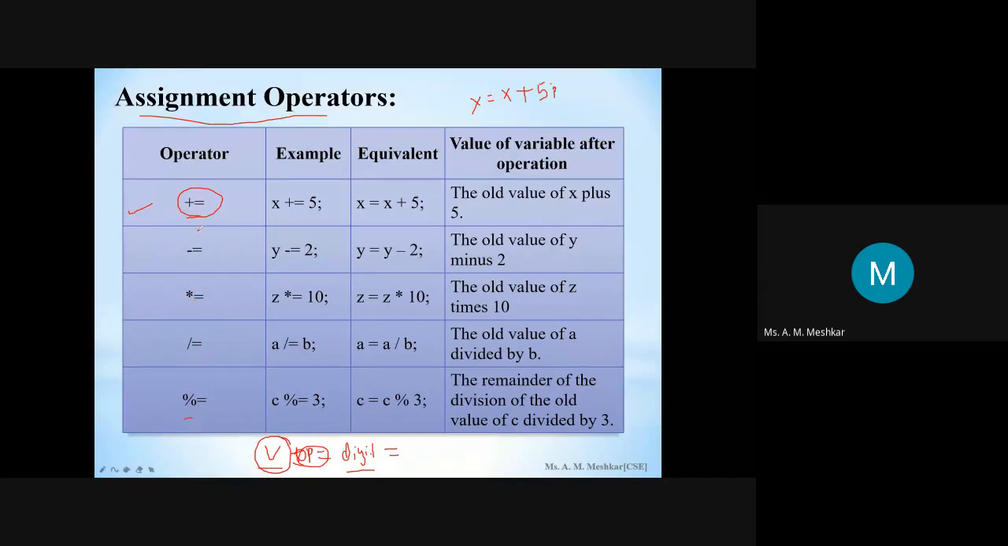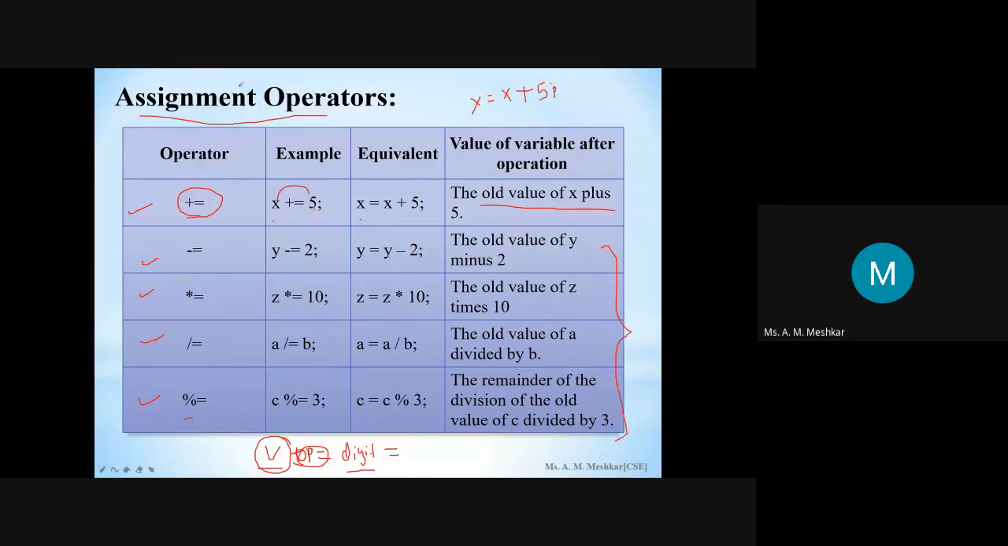So what is the meaning of this plus equals to? When we write x plus equals to 5, it is equivalent to x is equals to x plus 5. So 5 is getting added to x and then assigned to x. The old value of x is now x plus 5. Similarly for the others. This is simple, no need to explain in detail. y minus equals to 2 means y is equals to y minus 2.